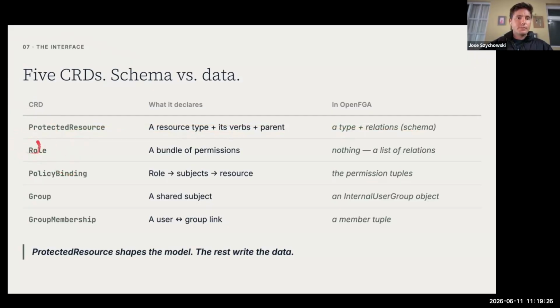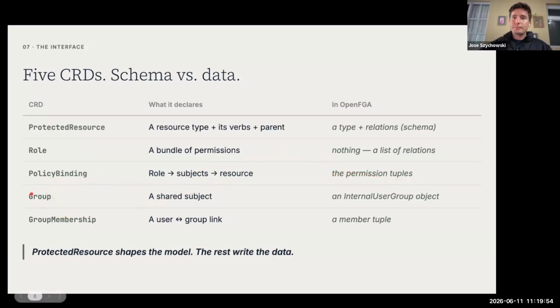We have a role. A role just includes a bundle of permissions. This doesn't reach OpenFGA, but it has all of the permissions that can be assigned to a policy binding. Next, we have our policy binding that just says, okay, so this is a subject, this is our user, assign this role for that specific resource. In OpenFGA, it just builds the permission tuples.